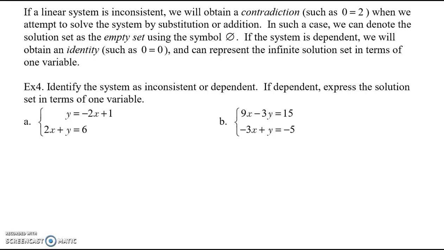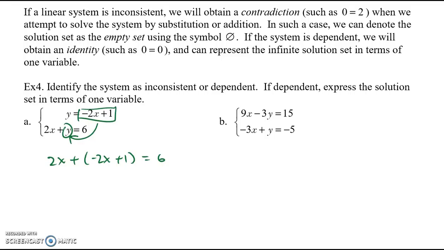So example 4 says, identify the system as inconsistent or dependent. If dependent, express the solution set in terms of one variable. Let's look at example 4. We have y equal to negative 2x plus 1, and 2x plus y equals 6. This is set up well for substitution. If I replace y in the second equation with negative 2x plus 1 from the first equation, I'll obtain 2x plus, then replace y with negative 2x plus 1 equals 6.